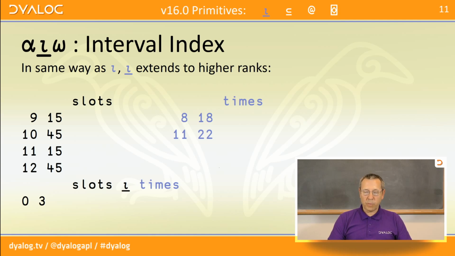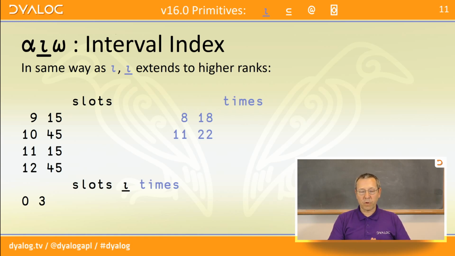Index of in Dyalog APL was recently enhanced to allow you to search for higher rank arrays. The search is for items that have rank 1 less than the left argument. So in this case we have a slots matrix, a 2-column matrix containing the beginning of time slots, 9:15, 10:45, etc. And then we have an array of times, and we're looking them up in the slots to see which time slot each of the times corresponds to.